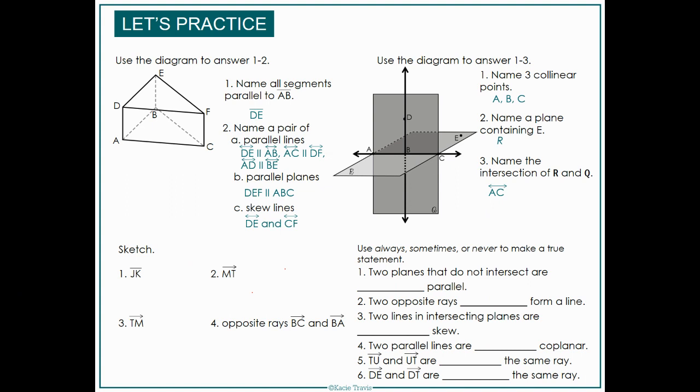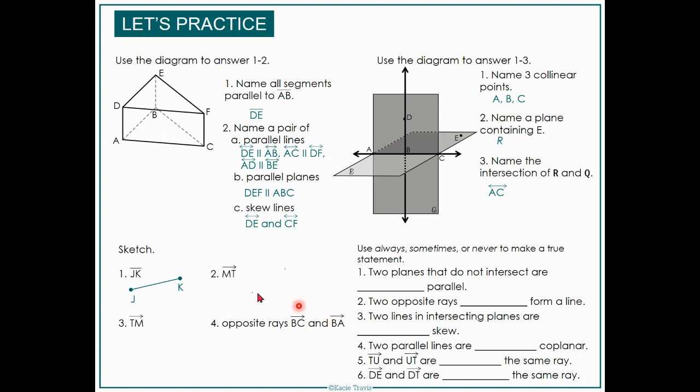If you're sketching or making these different things, you have to look at what symbol they have on top. So, first up for number one, this symbol up top of this JK is a line segment. So, you make two dots where your J and your K are, and you just connect them. And that's a line segment.